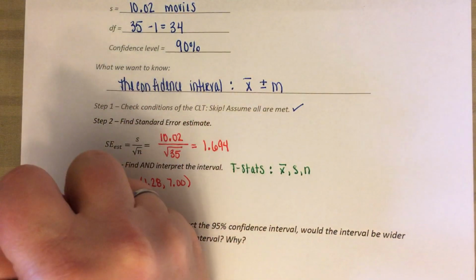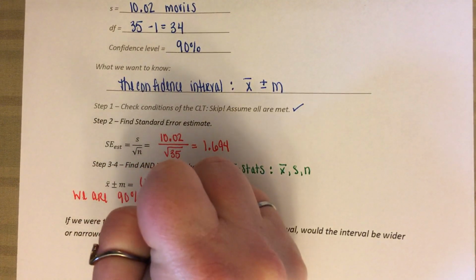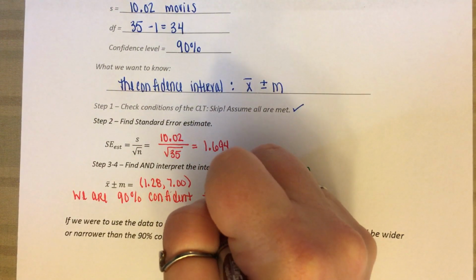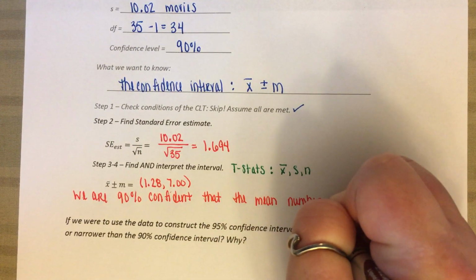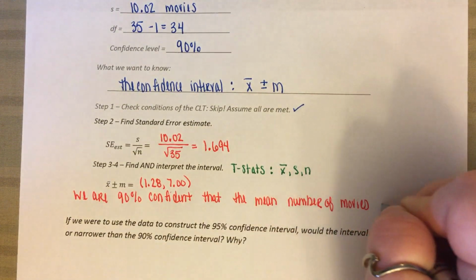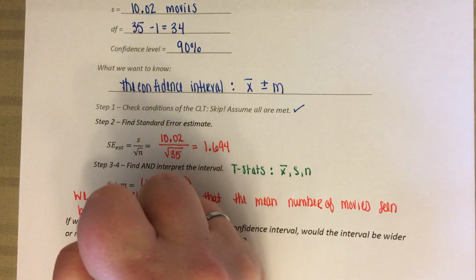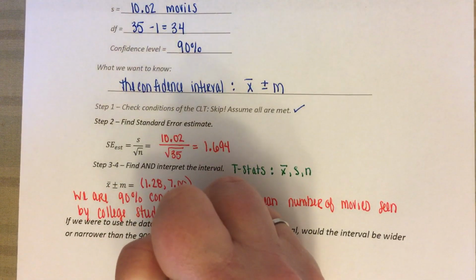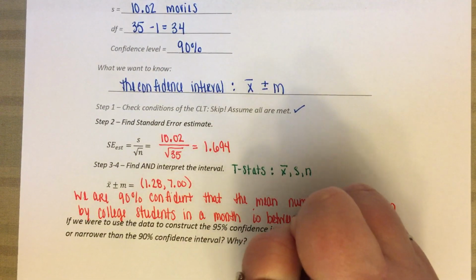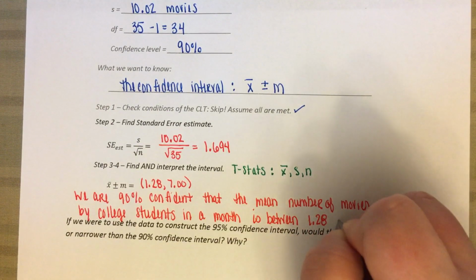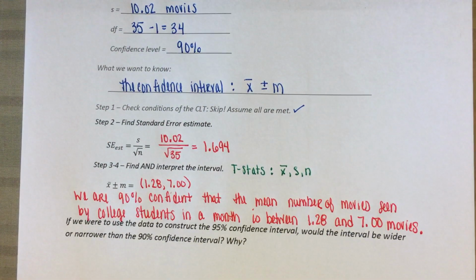All right, so we are going to say we are 90% confident that the mean number of movies seen by college students in a month is between 1.28 and 7.00 movies. So between about 1 and 7 movies.